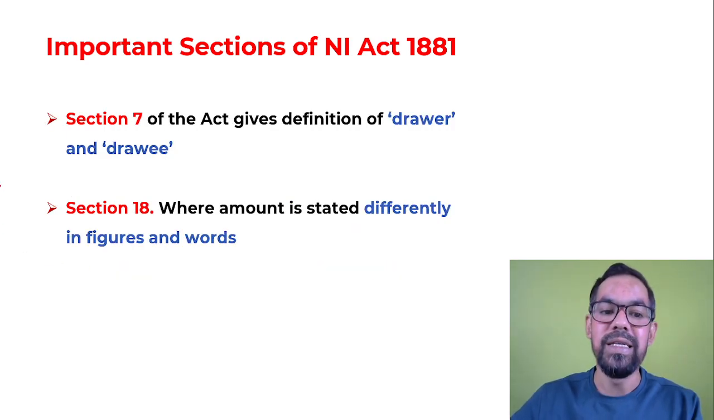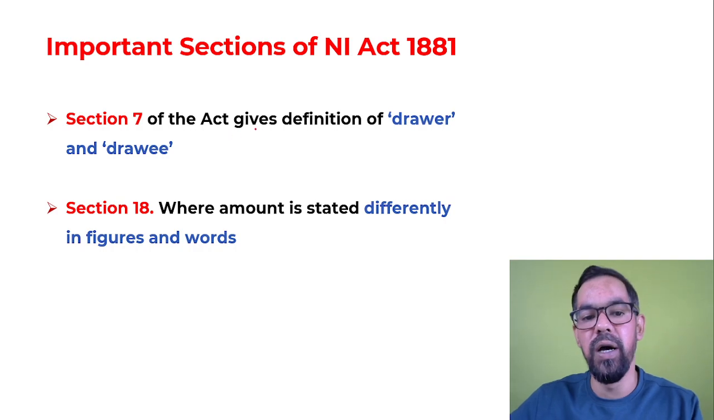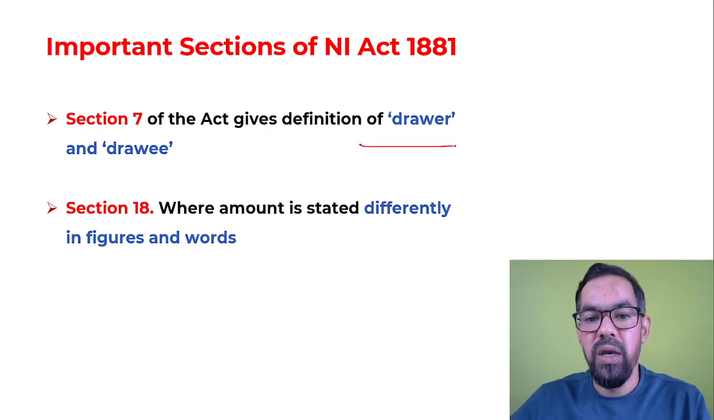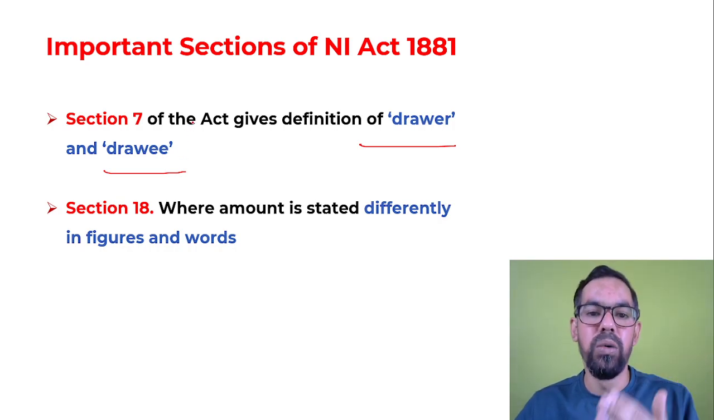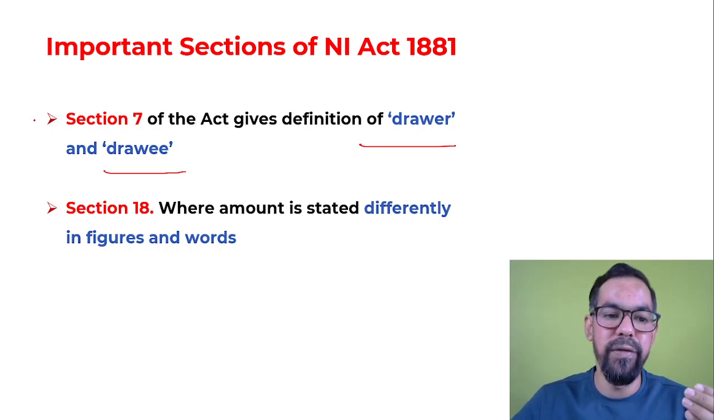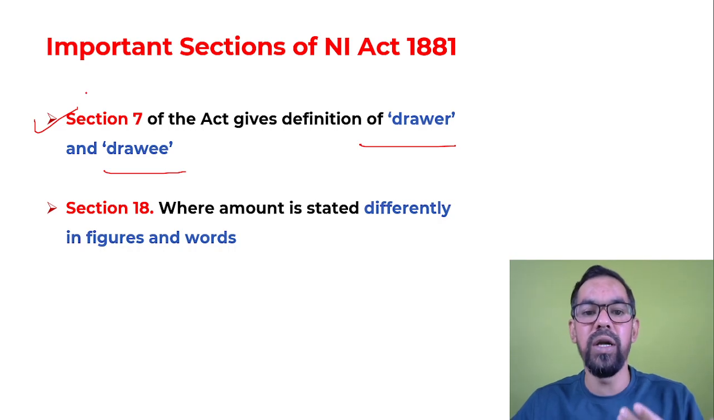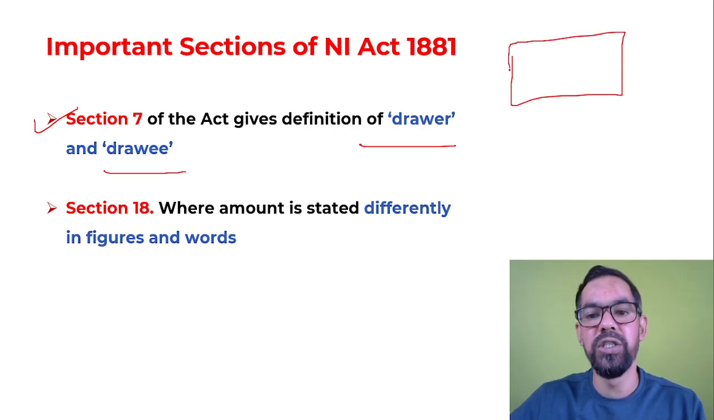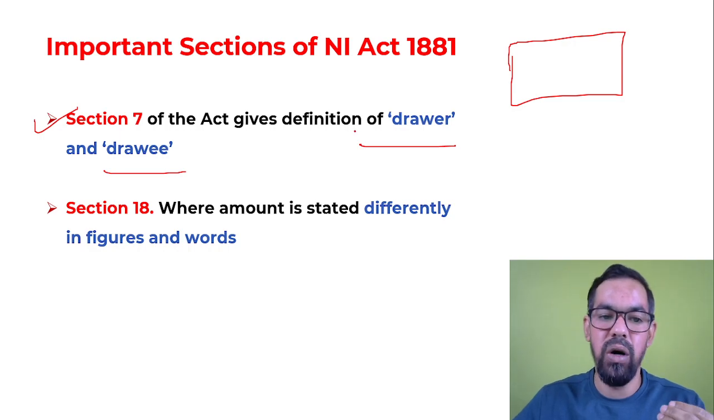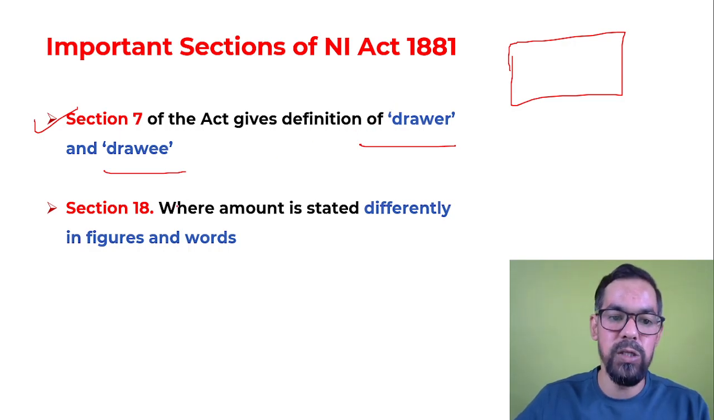Let's move forward. Section 7 of the Act defines drawer and drawee rights. Okay, so who is the drawer and who is the drawee is generally defined under Section 7. So the drawer is who issues that particular check. Let's say in the case of a check, you issue a check to me, so you are the drawer and I'm the drawee. Or the payee is the bank in this particular case.